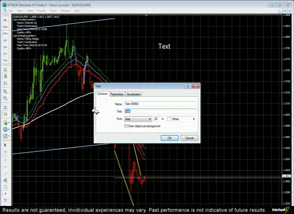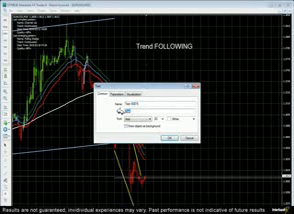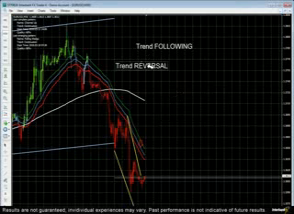So the first thing you want to ask yourself, is it a trend following strategy? Okay? Is it a trend reversal strategy? Because there are some strategies that look to simply follow the trend. There are other strategies that tend to wait for the trend to reverse. Okay?